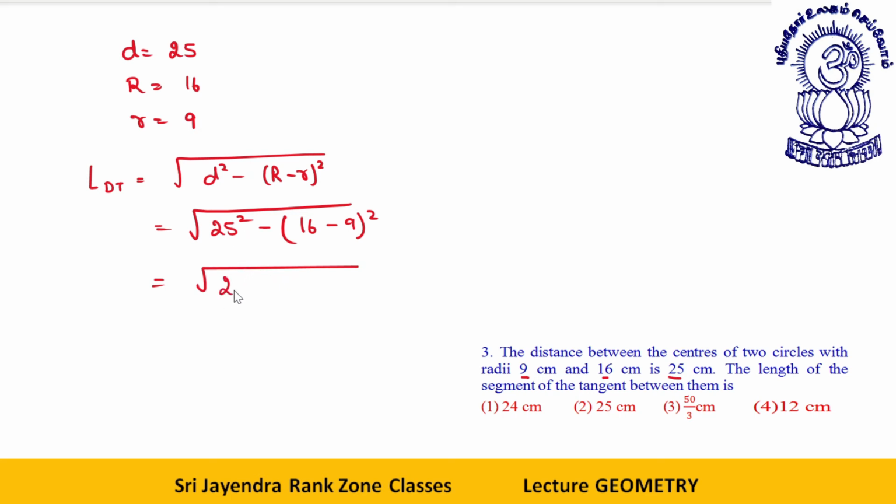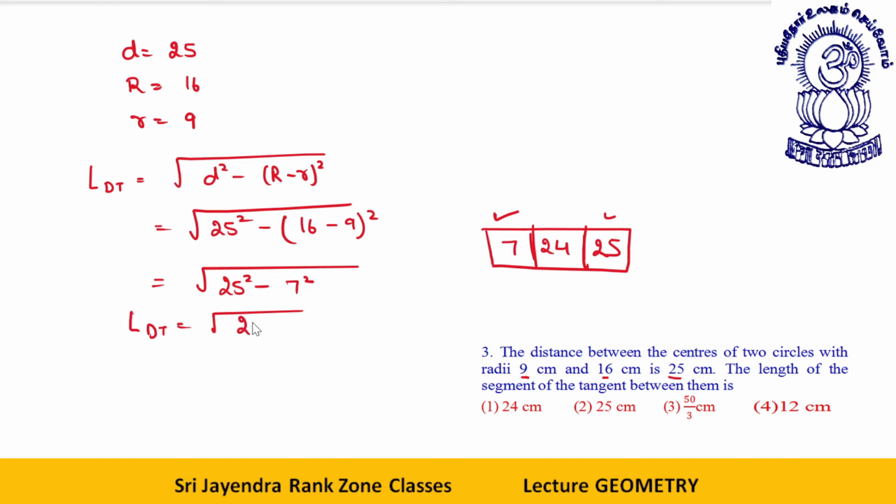That is equal to 25 square minus 16 minus 9 gives you 7 square. We already know a Pythagoras triplet by the rule 7, 24, 25. So you have this 25, you have this 7, so L_dt is equal to under the root 24 square, or I can say the length of the direct tangent is equal to 24 centimeter. This is your answer. I'm sure all this must be clear to you.